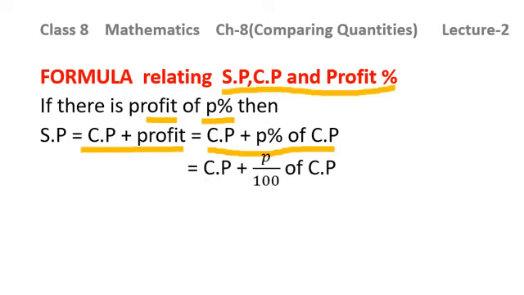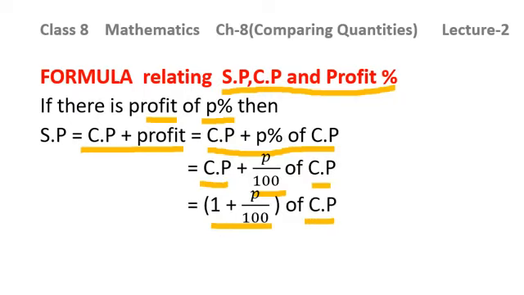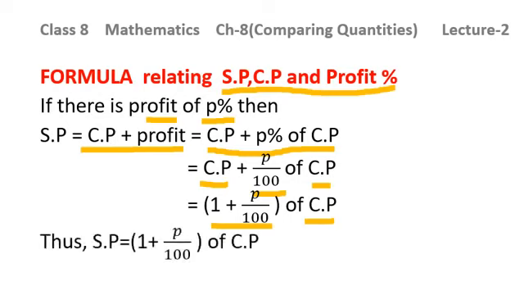Then it will be P percent, and we know that if the percent sign is given, then percentage is a special fraction in which the denominator is always 100. So we have written P over 100 of CP. Then we have taken CP common, because CP is present here and also here. So it will be 1 plus P over 100 into CP. Then SP is equal to 1 plus P over 100 of CP.